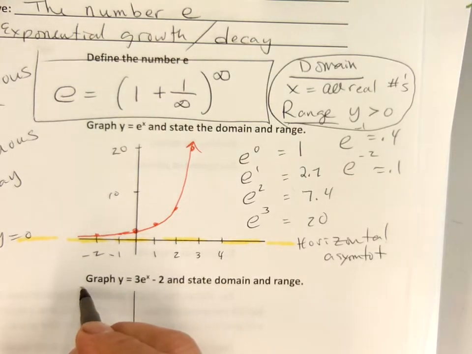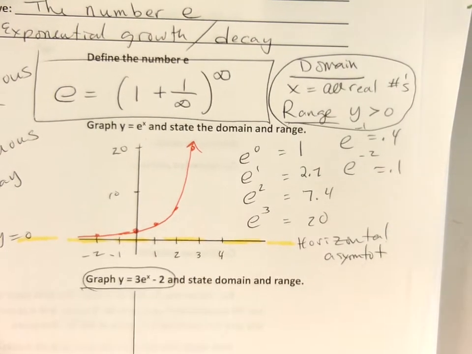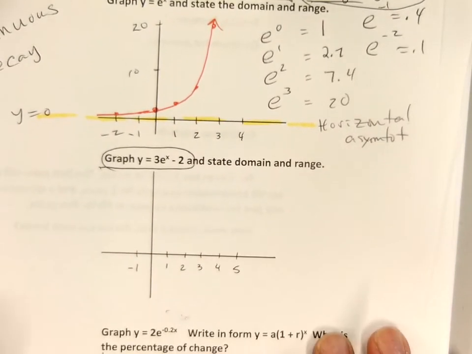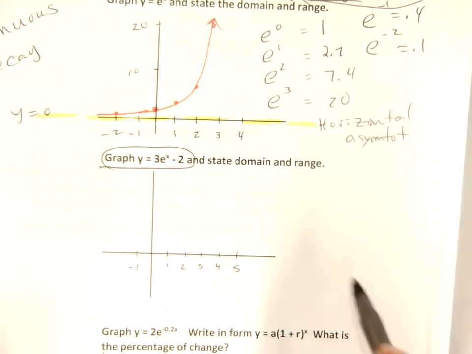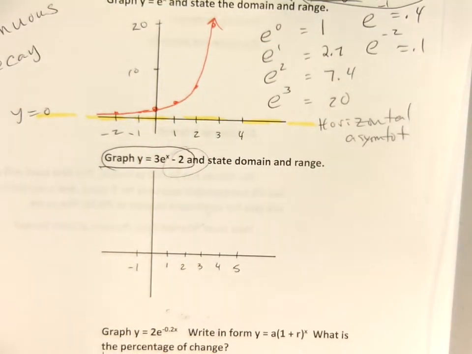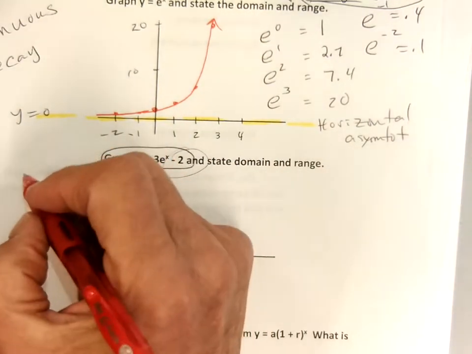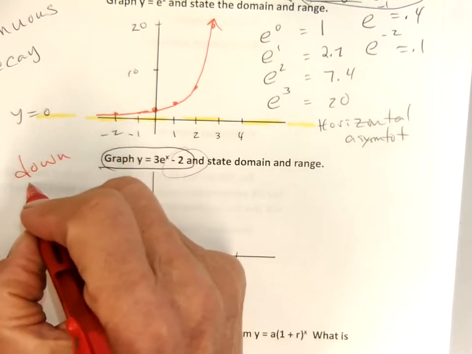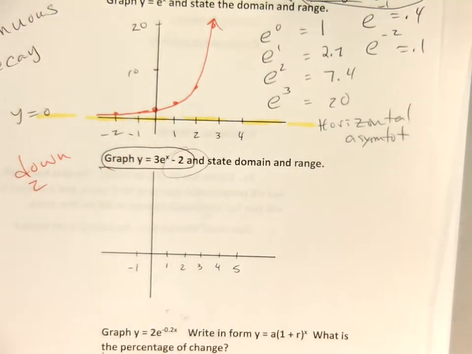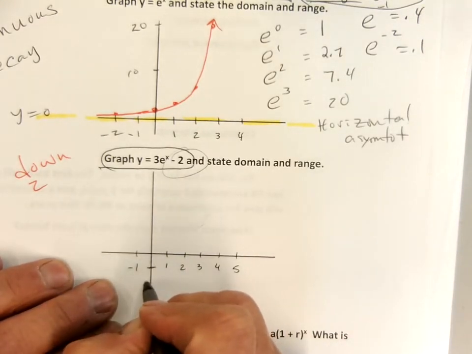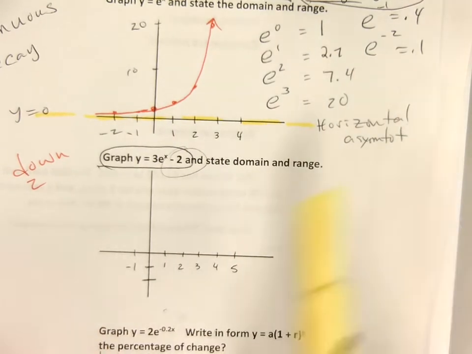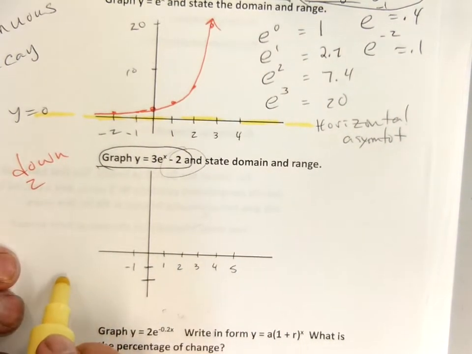Now, on example 2, what we want to do is just take this graph and move it down 2. So we're going to do a translation. We can also use Desmos, but I think I can do it faster just by going -1, -2. So at -2, I'm going to put my asymptote.